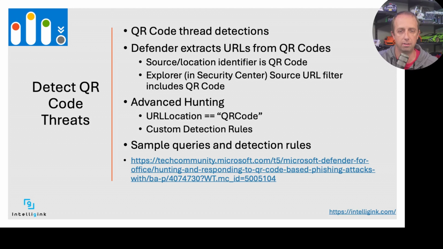So if you're going into Security Center in Microsoft 365, going through Explorer, you can actually go in and start doing a source filter now on where the source URL includes a QR code, and set up different detection rules and alerting through Advanced Hunting, through some of these sample queries and detection rules that are available here, so that you can detect if people are scanning QR codes and visiting a URL after scanning, or if you're having an abundance of people within your organization scanning QR codes, maybe you want to do some security training around some of the risks with QR codes.